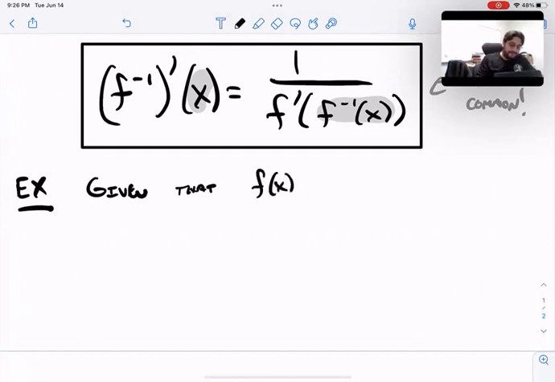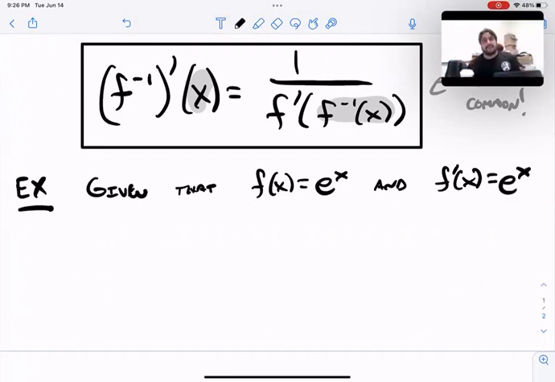f of x, let's take the function e to the x, right? Given that f of x is e to the x, and given that we already know the derivative of e to the x, if we take e to the x to be the function that equals its own derivative, or one of a different family of functions that equals its own derivative, but in particular, for e to the x, it is true that the derivative of e to the x equals itself, right?